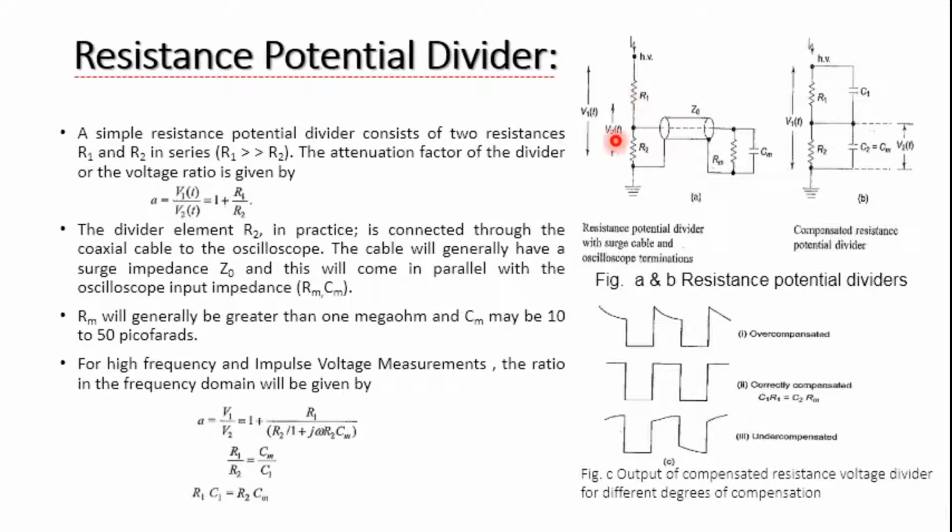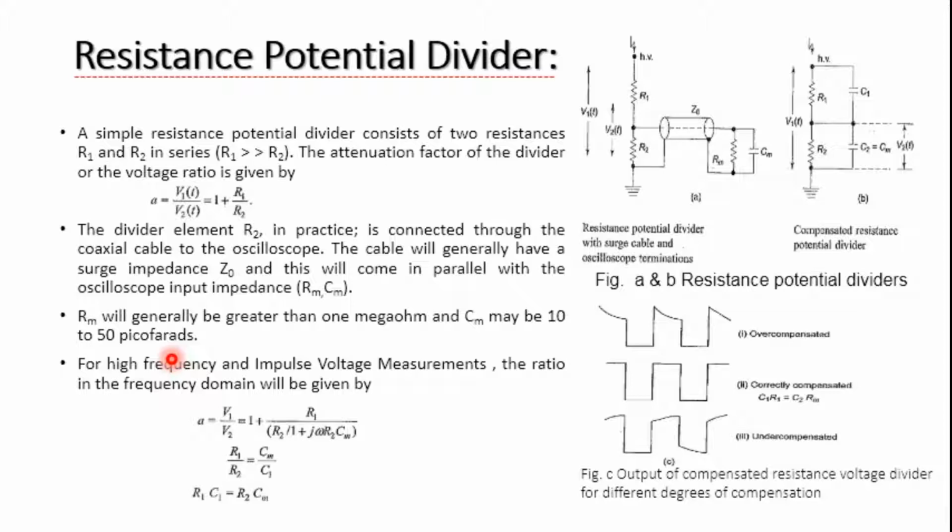The attenuation factor, A, is equal to V1 by V2, which can be written as 1 plus R1 by R2. The divider element R2 in practice is connected with the help of the cable to the oscilloscope. This will have a surge impedance, that is Z0, which comes in parallel with the oscilloscope input, that is RM and CM. Generally RM will be greater than 1 megaohm and CM will be 10 to 50 picofarads.